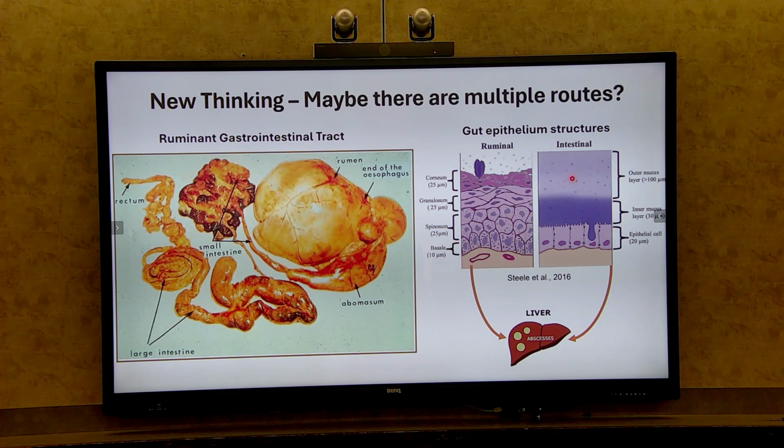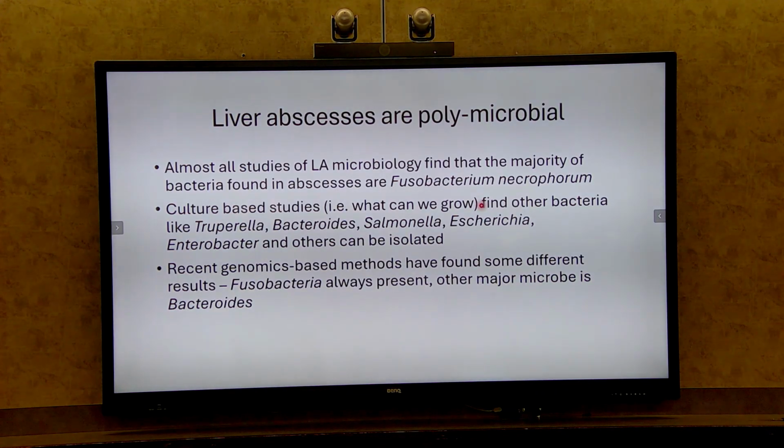It's a lot easier to do studies looking at rumen factors. You can cannulate the rumen, you can put things in the rumen. It's a lot harder to cannulate into the cecum or into the colon. So there just hasn't been as much work that's been done looking at that.